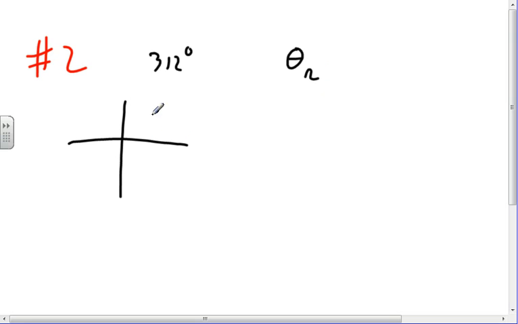All right. So now I'm looking at problem number 2. I have 312 degrees, and I want to find the reference angle. Okay, so I look at that and I say 312, that's a fourth quadrant guy. I remember that in the fourth quadrant the angle's equal to the reference angle minus 360.